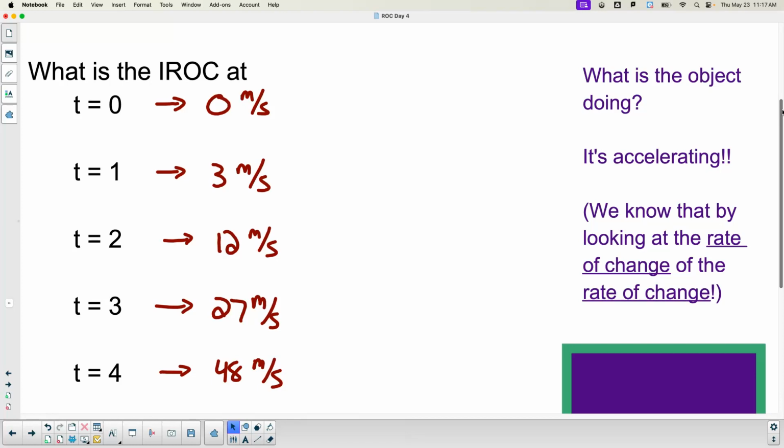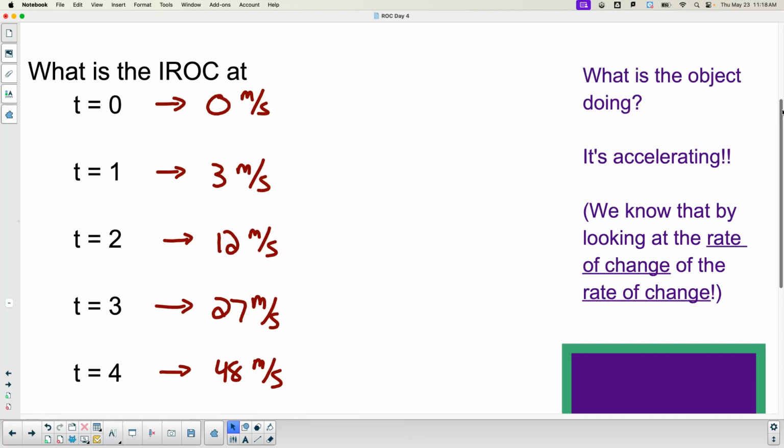And then what if this next one was negative 14? Well, now it's going backwards. Now it's changing directions. So at like 4 seconds, it changes direction in motion. So it would have changed direction.